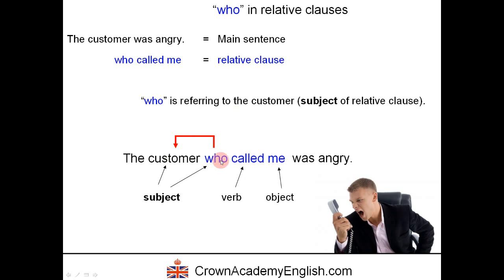So this is the important bit. We use who in a relative clause as the subject. That's the thing that you need to remember. So in terms of grammar and parts of speech, who is a relative pronoun. In this context, who is a relative pronoun, and it is the subject of the relative clause.